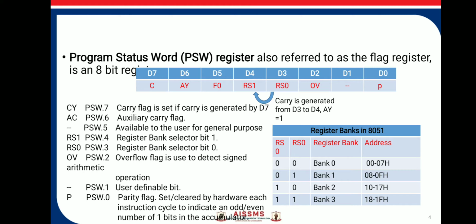The next bit is bit D2, which is the overflow flag. This flag is set when there is a signed number arithmetic operation. The first bit D0 is the parity check bit. This bit represents the number of ones in the result. If it is odd, then this bit is set, and if the number of ones in the result is 0, then this bit is cleared.